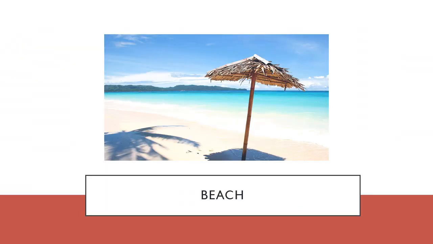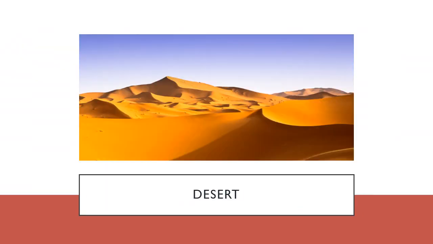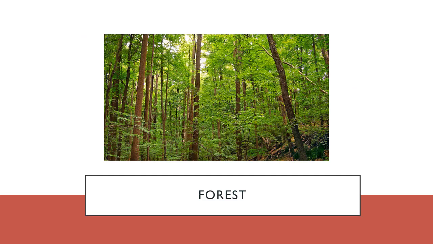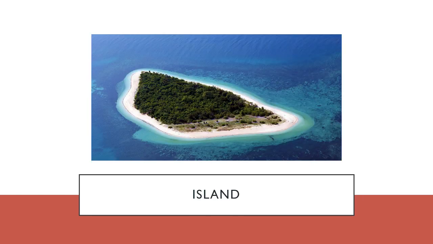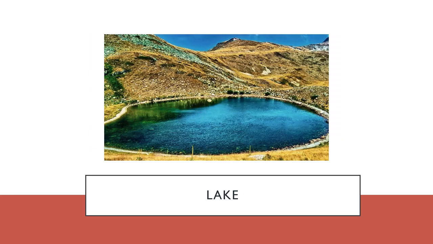This is a beach. This is a desert. A forest. A hill. A hill is like a small mountain, a mini mountain. This is an island. An island is a portion of land that is covered or surrounded by water, if you see. A lake. A lake is like a river, but it's closed. It doesn't run. It doesn't go to the sea.